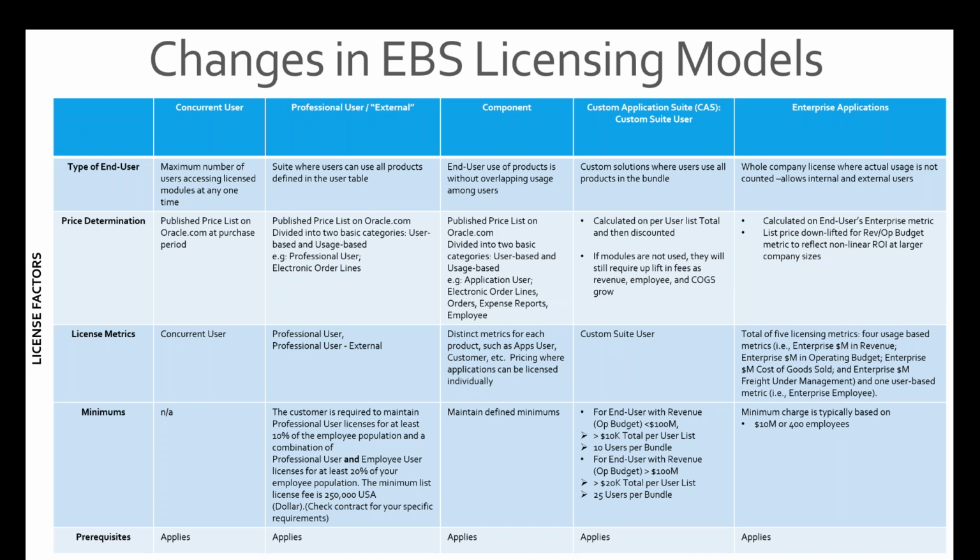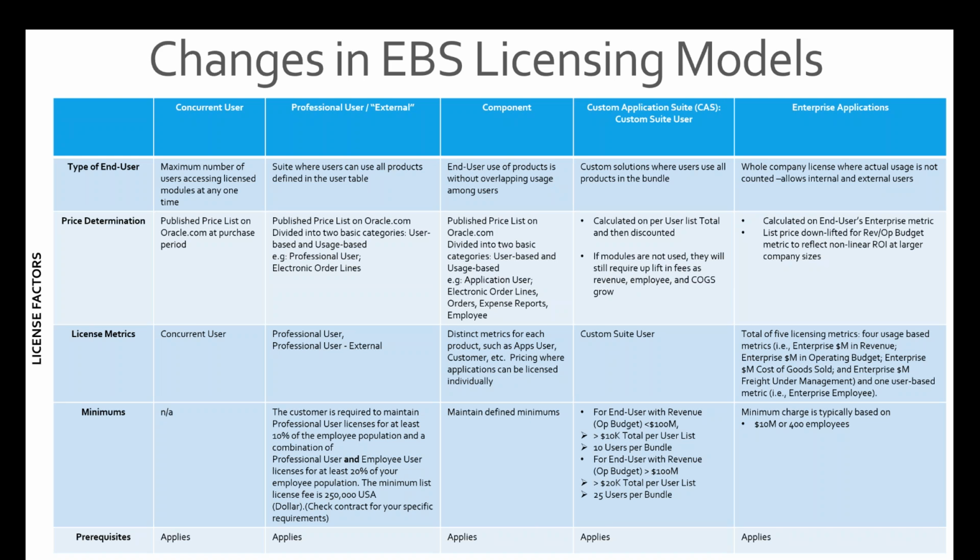So there are distinct license metrics for each product, such as application users, customer, etc. And then pricing was based on the modules individually. There are always minimums defined for each one of these product lines. Certain products had a minimum requirement of 10 users, 100,000 lines, it just depended on the module in terms of what those license minimums were.